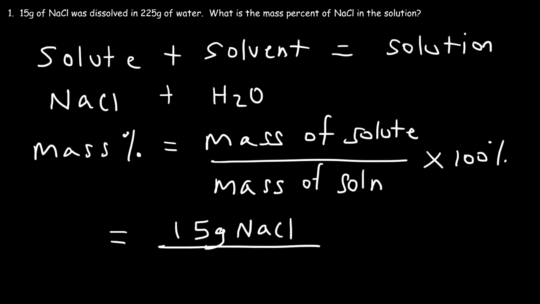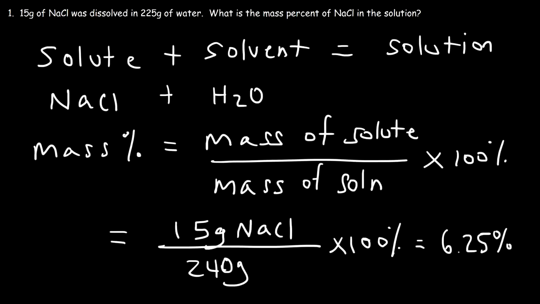Now the mass of the solution is the sum of the solute and the solvent. So it's 15 plus 225, which is 240. And then we've got to take that result multiplied by 100%, and that will give us the mass percent of sodium chloride in the solution. So it's 15 divided by 240 multiplied by 100%. So in this example, the mass percent is 6.25% of NaCl.